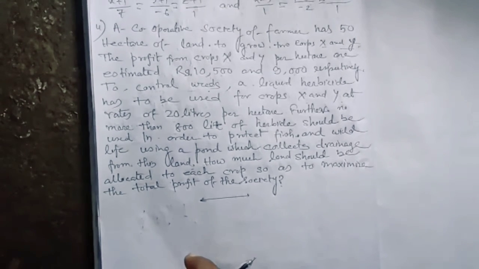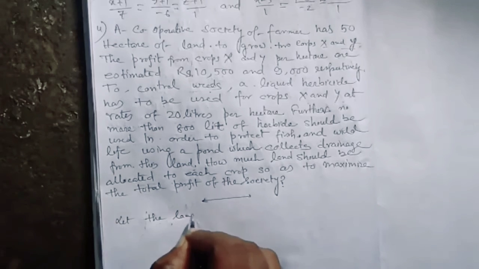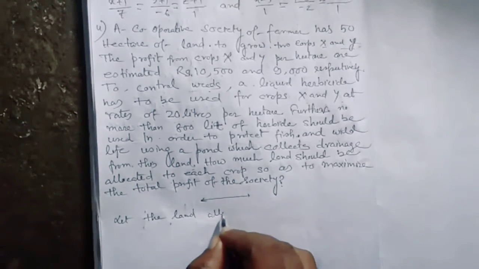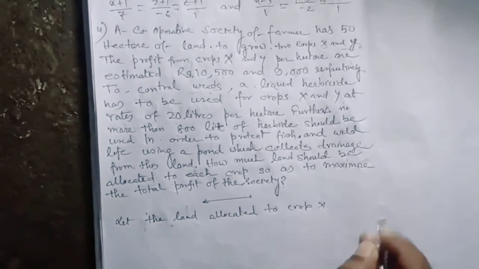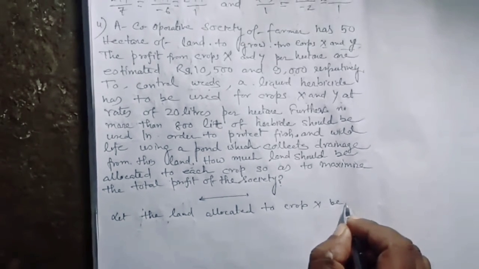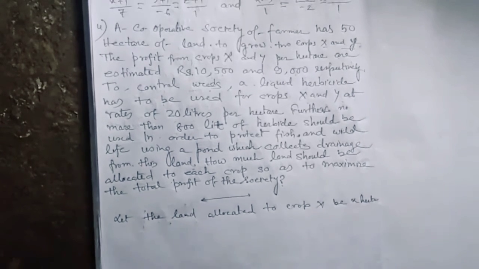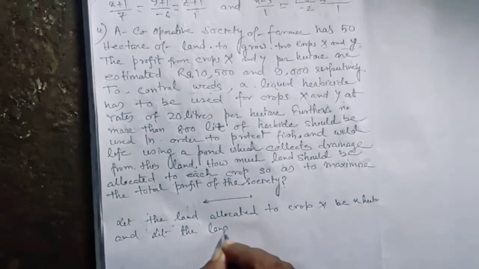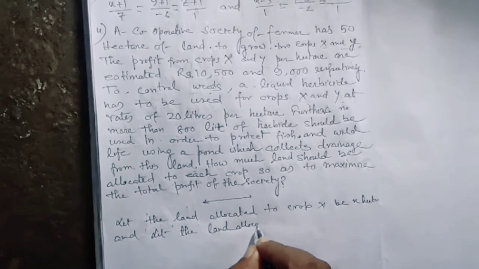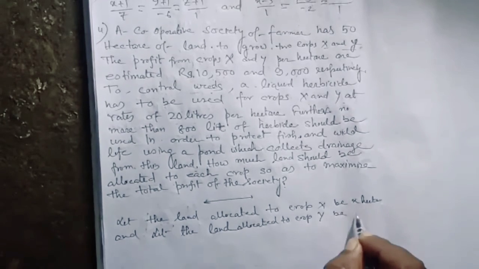Let the land allocated to crop X be x hectare, okay, and let the land allocated to crop Y be small y hectare, okay.